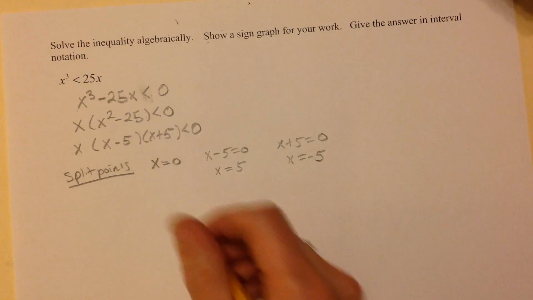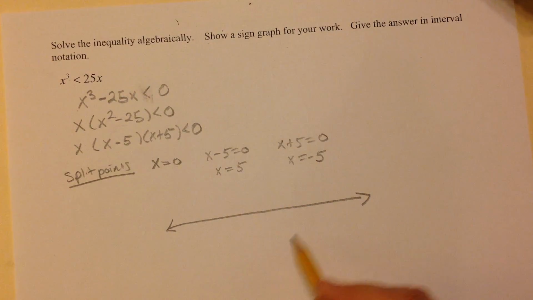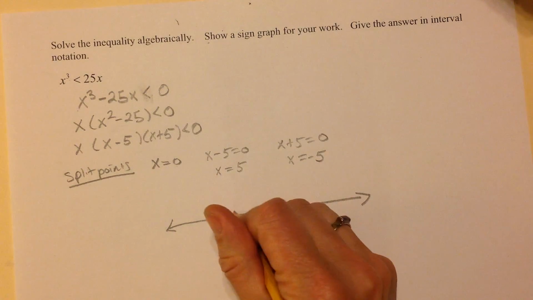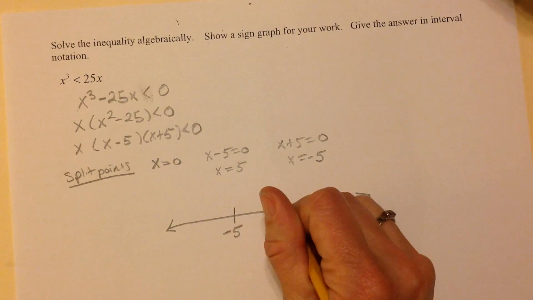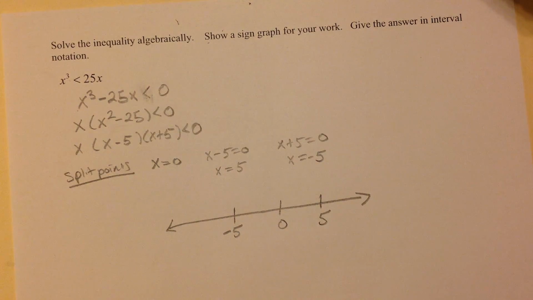Okay, why are these called split points? Because we use them to divide or split up a number line. Make sure you put these in numerical order. Negative 5, 0, and 5. This has given us 1, 2, 3, 4 different regions on the number line.